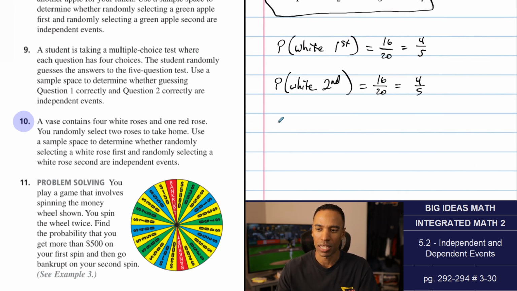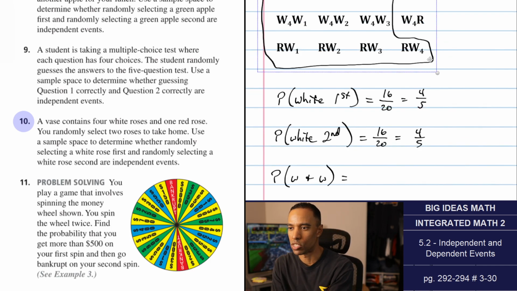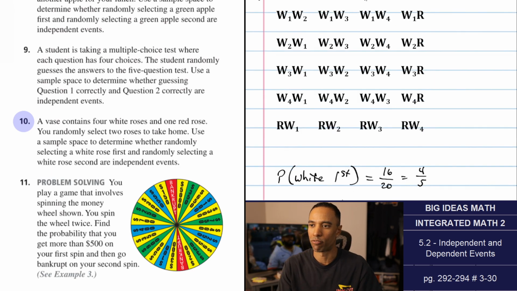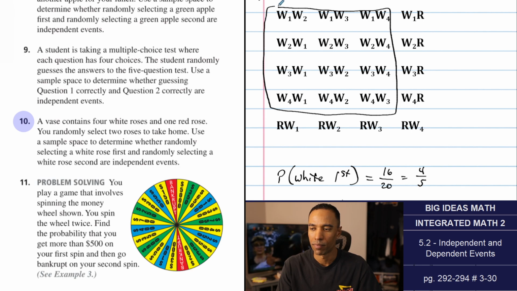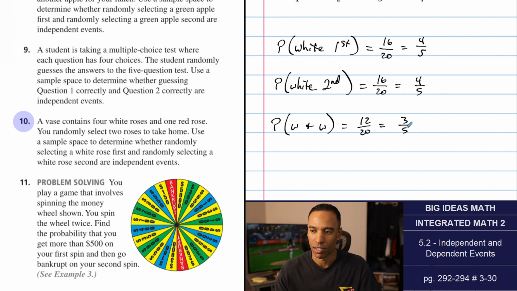But the probability of white and white is, now we just got to find the ones that don't have red. So which ones don't have red? Just these sets right here. There are 12 of them out of the 20, I believe. 12, yeah, 13, 14, 15, 16, 17. Yep. So 12 out of 20. And 12 out of 20, divide those by 4, that reduces to 3/5.